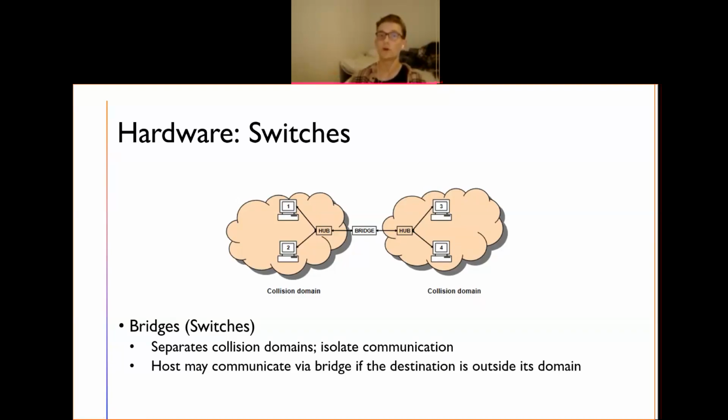But what happens if 1 wants to talk to 4? Or if 3 wants to talk to 2? Well, now we're bridging the two collision domains. And I'm fairly certain the bridge could handle intercommunication, but I'm not entirely sure.